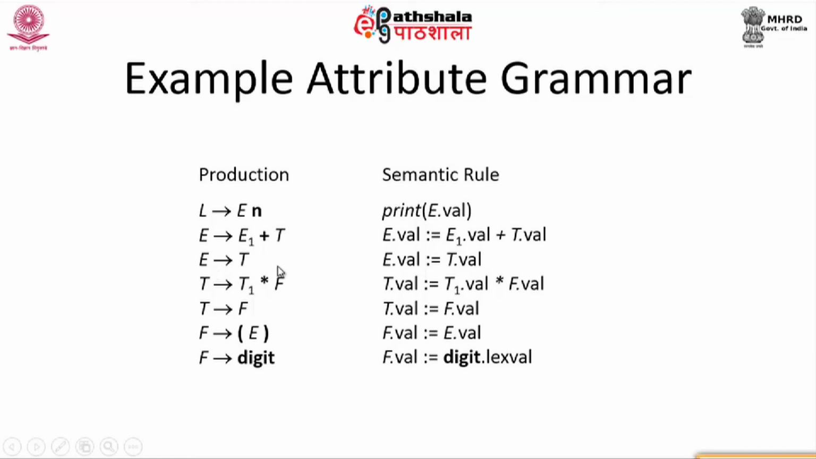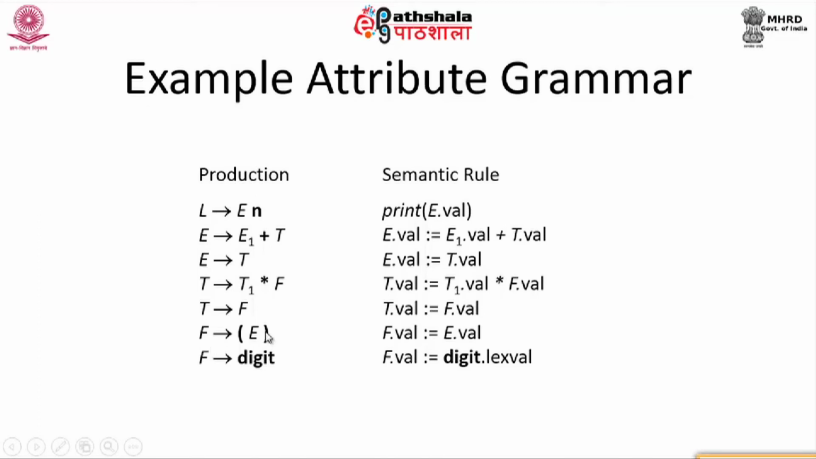Now I have E produces T. So what do I do now? It simply says that when there is a production of this particular form, you simply copy the value of T and put it into E. Okay, that's what it basically says. E dot value is equal to T dot value. Similarly, the next one, T1 dot value into F dot value. T dot value is equal to F dot value here.